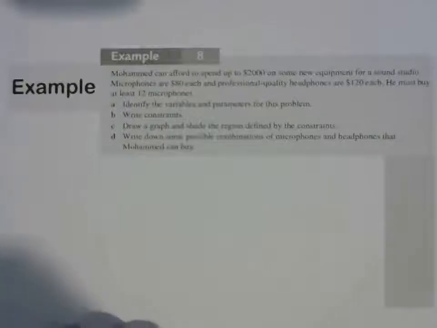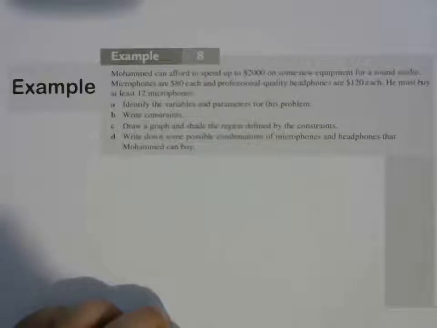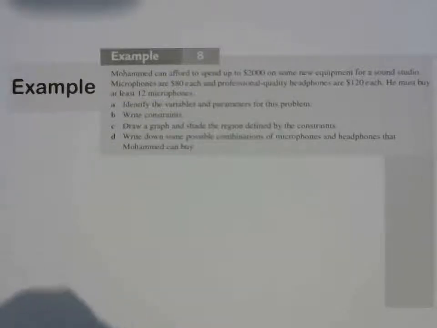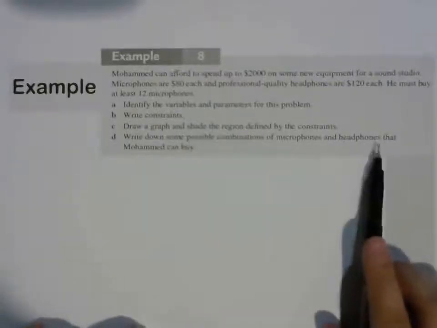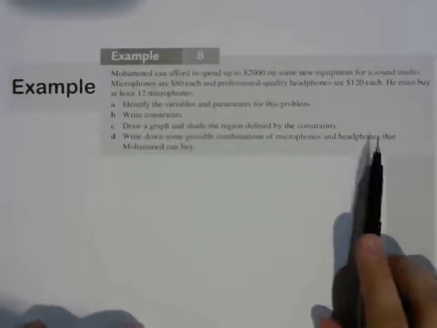So here's the question I've got. Mohammed can afford to spend up to $2,000 on some new equipment for a sound studio. Microphones are $80 each and professional quality headphones are $120 each. He must buy at least 12 microphones. So at the end of this question, we want to be able to show all the possible combinations of microphones and headphones that we can buy. That's our aim.